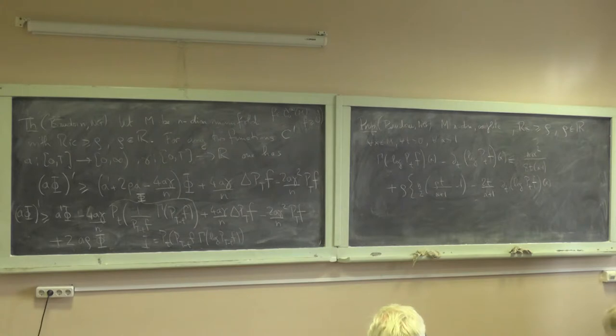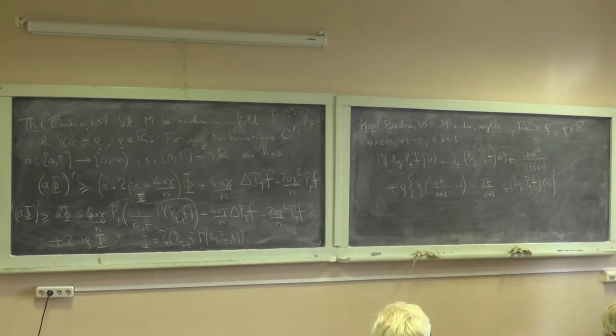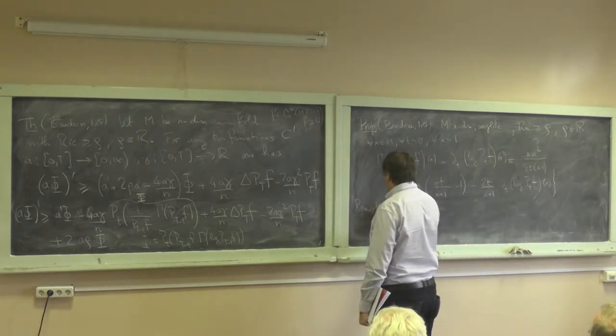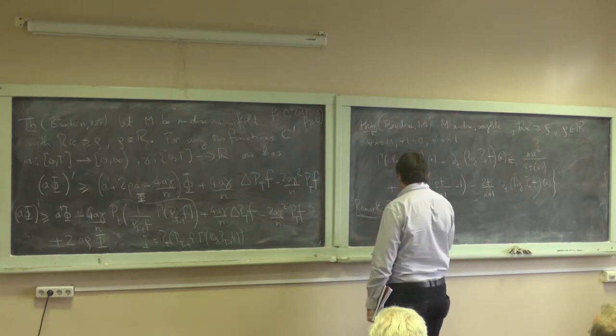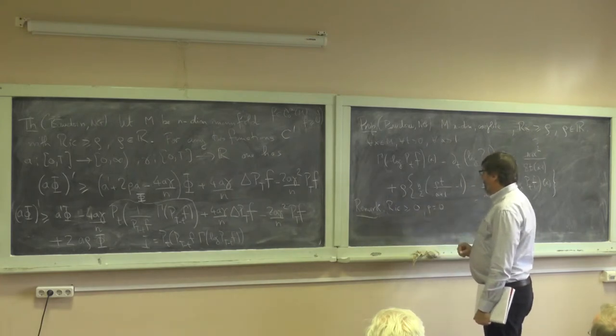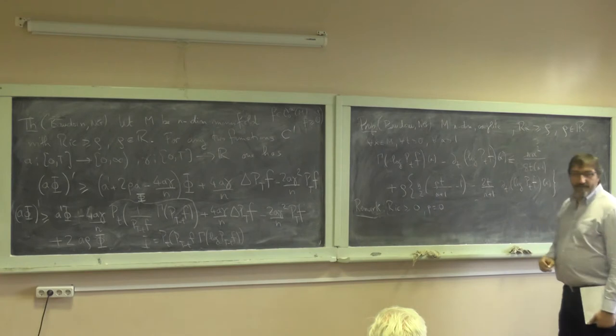Before I give you the proof of this proposition, let me observe that this proposition already contains the Liao inequality. Okay? Remark. Suppose Ricci is bigger than or equal than 0. Okay? Then rho is equal to 0. So that means that this term is not here. This term is gone.